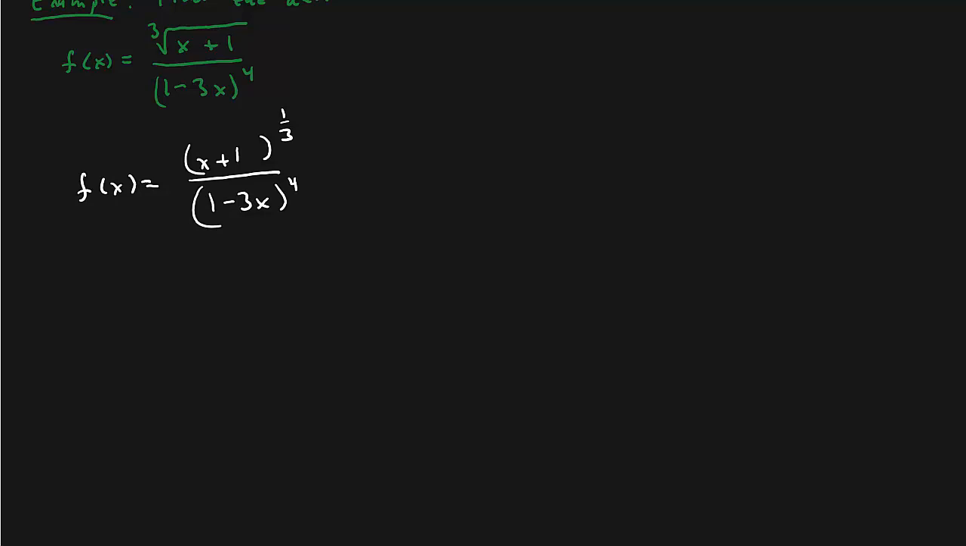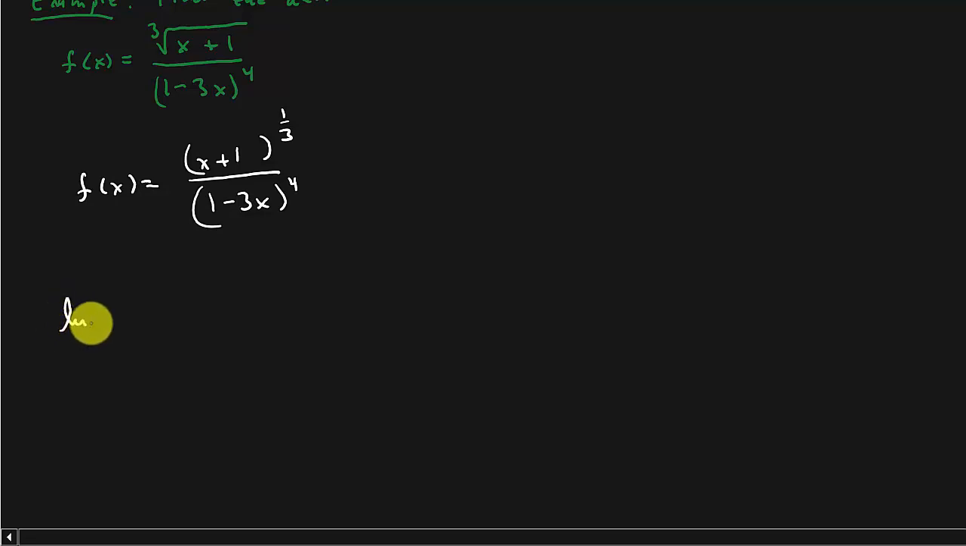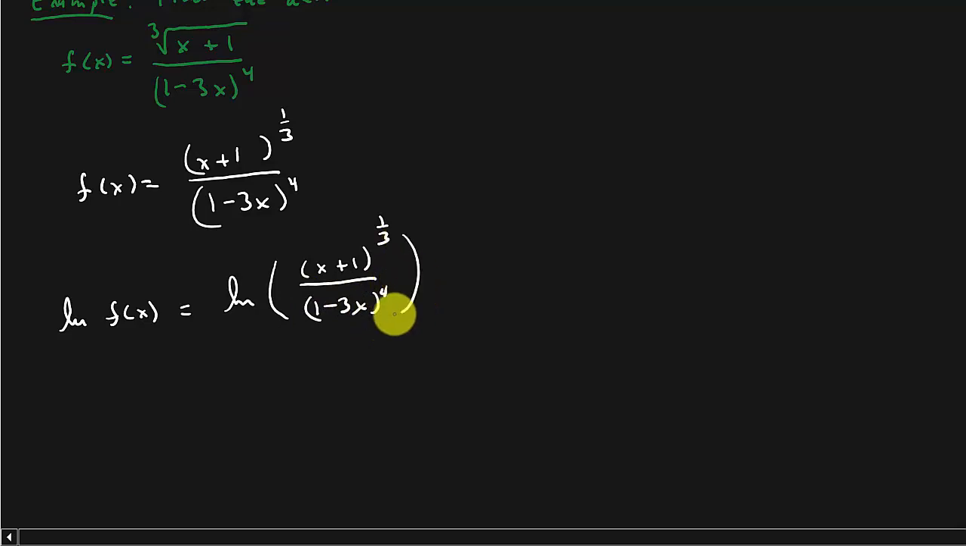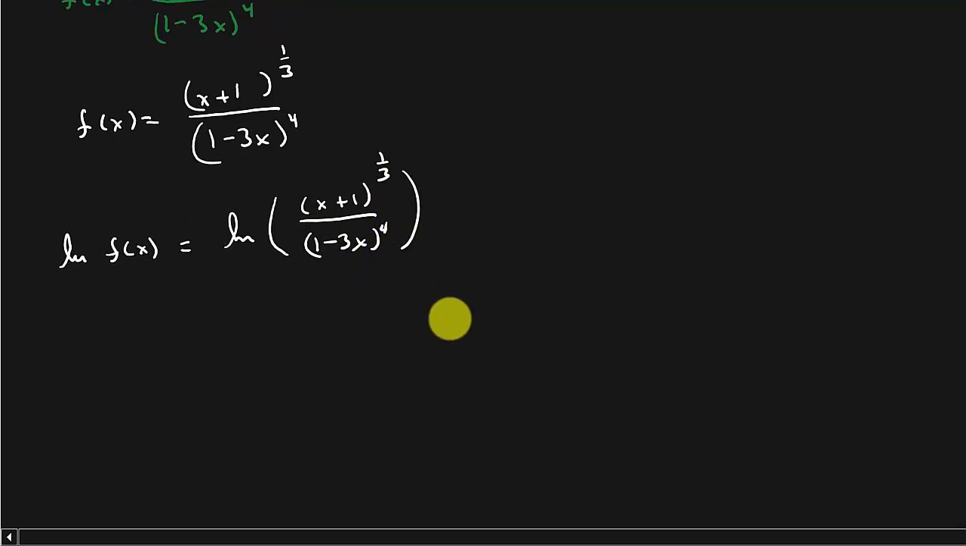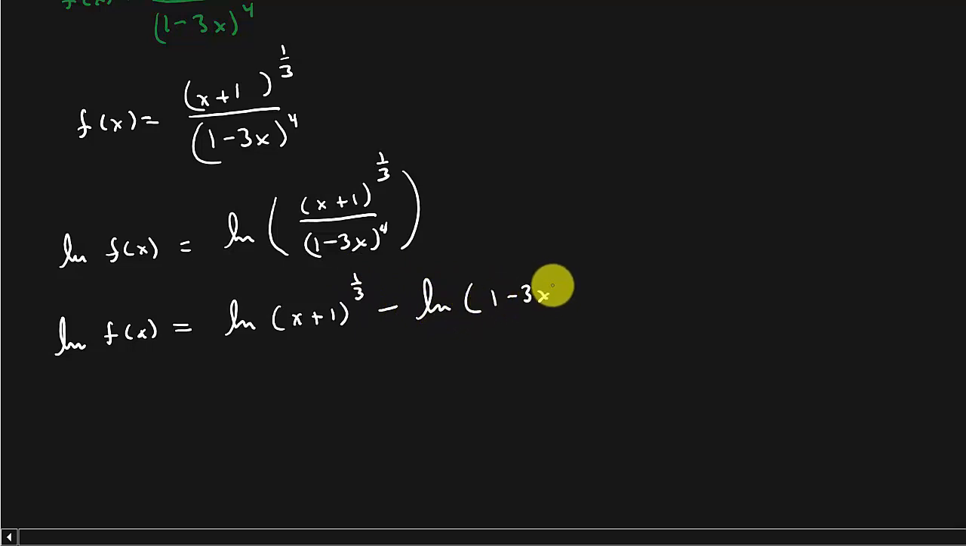So what we're going to do here is logarithmic differentiation on this thing. So what we're going to do is take the natural log of both sides. All right. Now, this is equal to natural log f of x, which is equal to the natural log of x plus 1 to the 1/3 minus natural log of 1 minus 3x to the 4th.